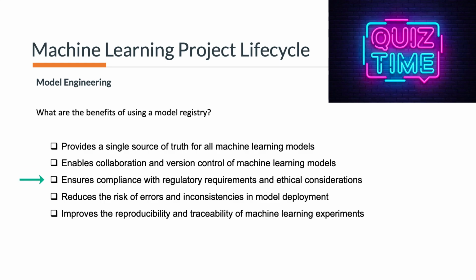The next one is ensures compliance with regulatory requirements and ethical considerations. This can also be correct. The next one is reduces the risk of errors and inconsistencies in model deployment. This is also correct. Improves the reproducibility and traceability of machine learning experiments. This is also correct. So all options are correct answers.